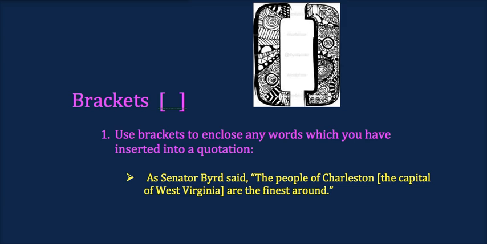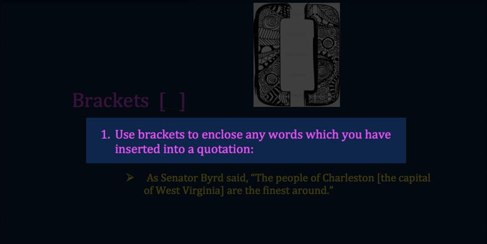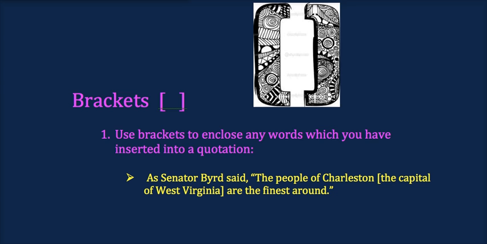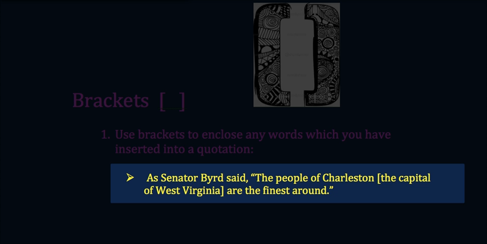Onward to brackets. Use brackets to enclose any words which you have inserted into a quotation. Whether it's a quotation from a dialogue or from research, in any event, if you, the writer, are intruding yourself into this quote, you use brackets. Like, as Senator Byrd said, the people of Charleston [the capital of West Virginia] are the finest around. All right, Senator Byrd did not say the capital of West Virginia. You are saying that to clarify what Charleston is.